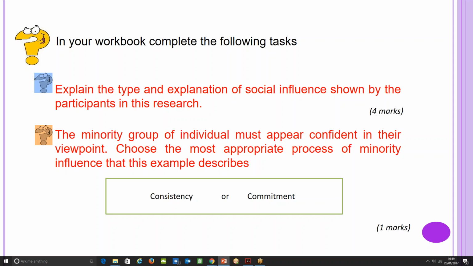And again, you may want to pause the video at this point. Okay, so for 4 marks, you need to be able to explain the type and explanation of social influence. So, 2 marks for naming the type and explanation of social influence shown by the participants in Moscovici's research.